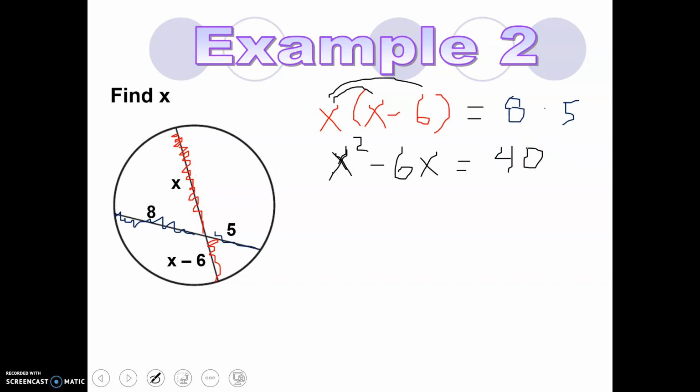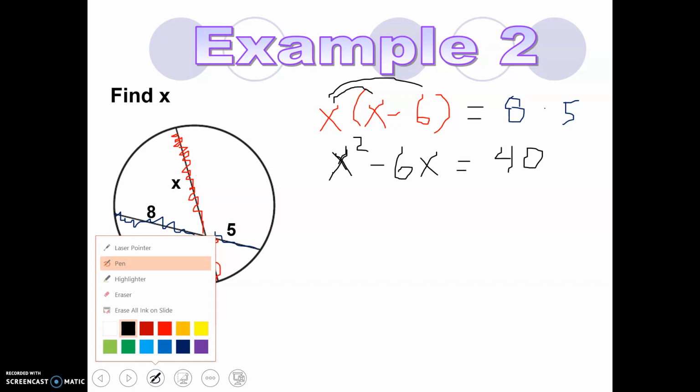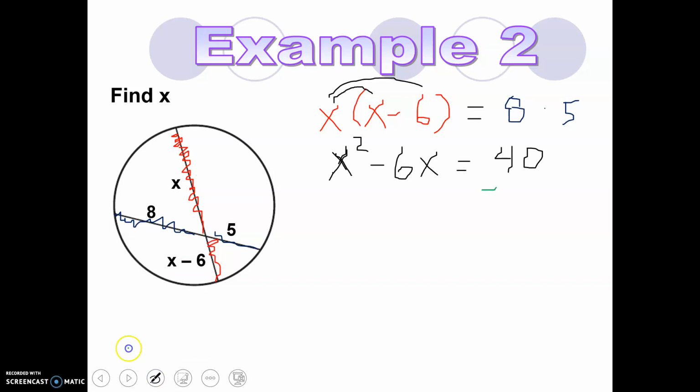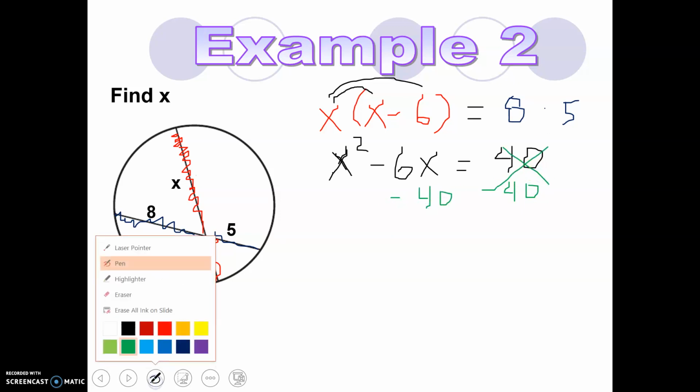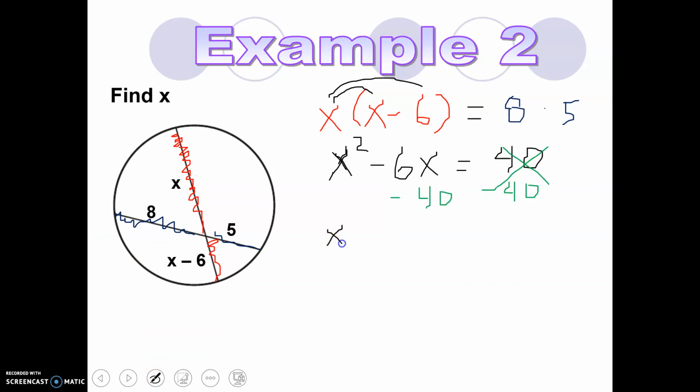All right, now what we have here is a quadratic equation. And what we're going to have to do is move all the terms to one side. So that's going to require us to move the 40 over to the left side. So I'm going to subtract 40 from each side. And that is going to give us x squared minus 6x minus 40, and that's all equal to 0.